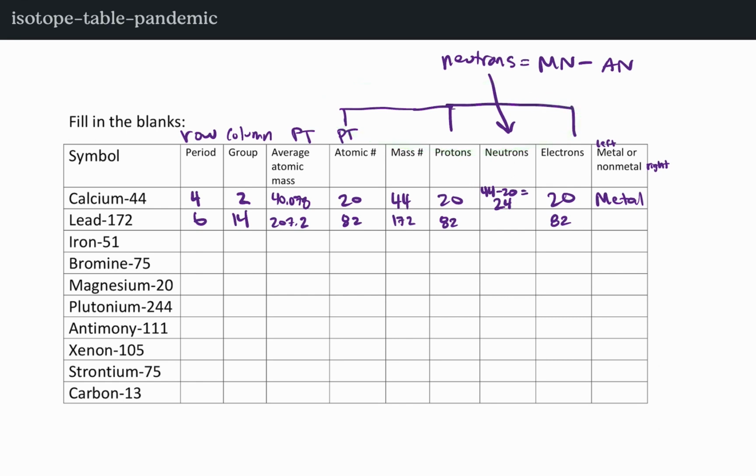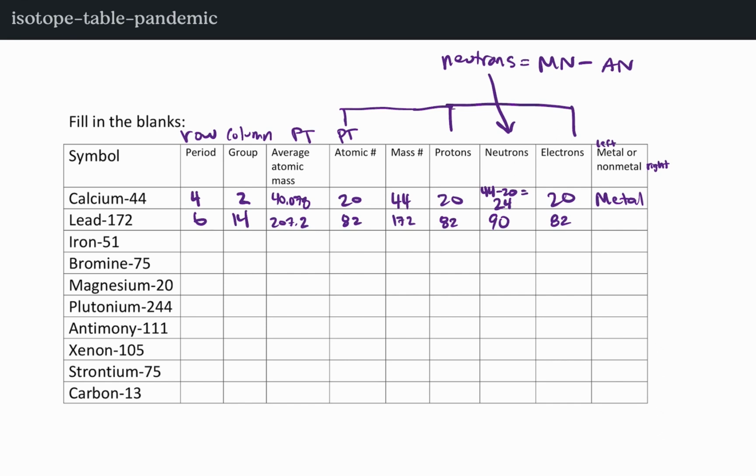And then to find neutrons, we're going to take 172 minus 82. I think I got my trusty calculator. 172 minus 82. Everyone knows that is 90. So that's going to be 90. No, come on now. 90 neutrons. If I said protons before, I'm sorry, it's neutrons.